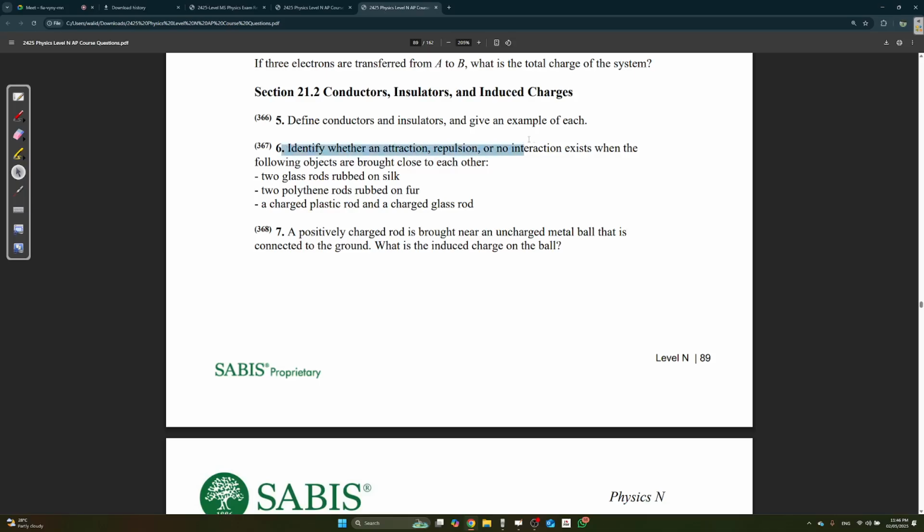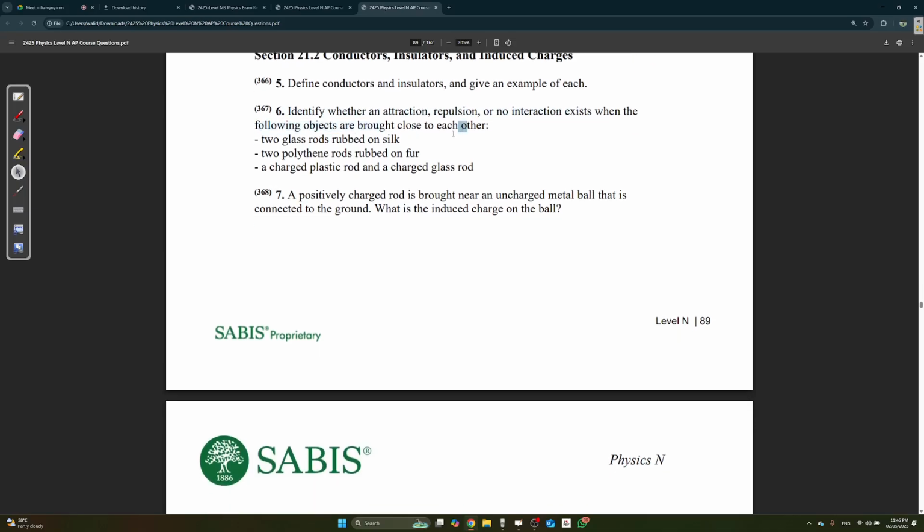Identify whether an attraction, repulsion, or no interaction exists when the following objects are brought close to each other. Two glass rods rubbed on silk: the glass rods will both be positive and they will repel. I'll tell you the rule after I finish the question. Two plastic rods rubbed on wool, for polythene is plastic, will also repel. And a charged plastic rod and a charged glass rod will attract.